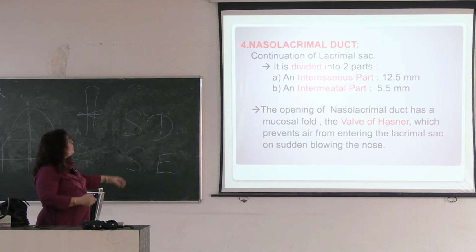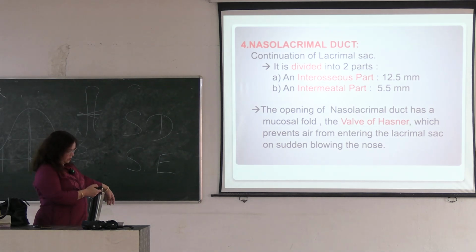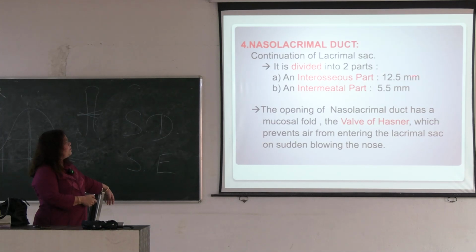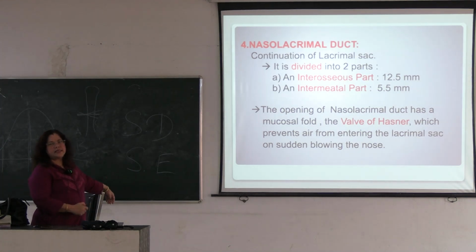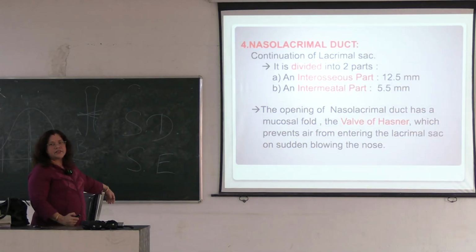Nasolacrimal duct. Here the nasolacrimal duct is divided into two parts. This is the intraosseous part, which is 12.5 millimeter, and the intrameatal part, which is 5.5 millimeter. The opening of the nasolacrimal duct has a mucosal fold, that is called the valve of Hasner, and when there is infection, a foreign body or any blockage at this level of the nasolacrimal duct, that causes dacryocystitis.